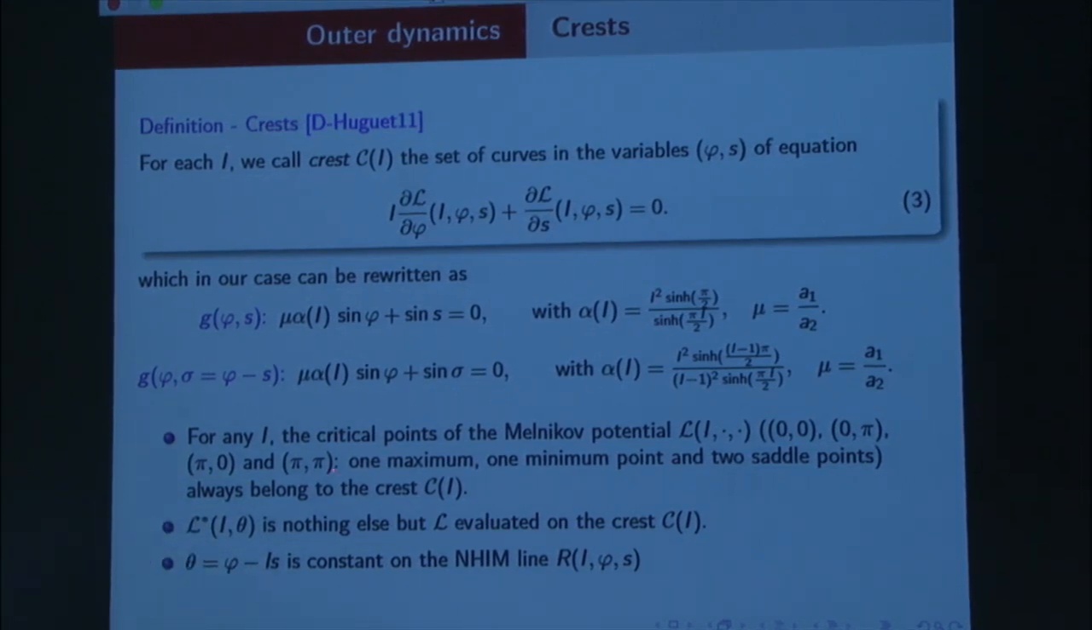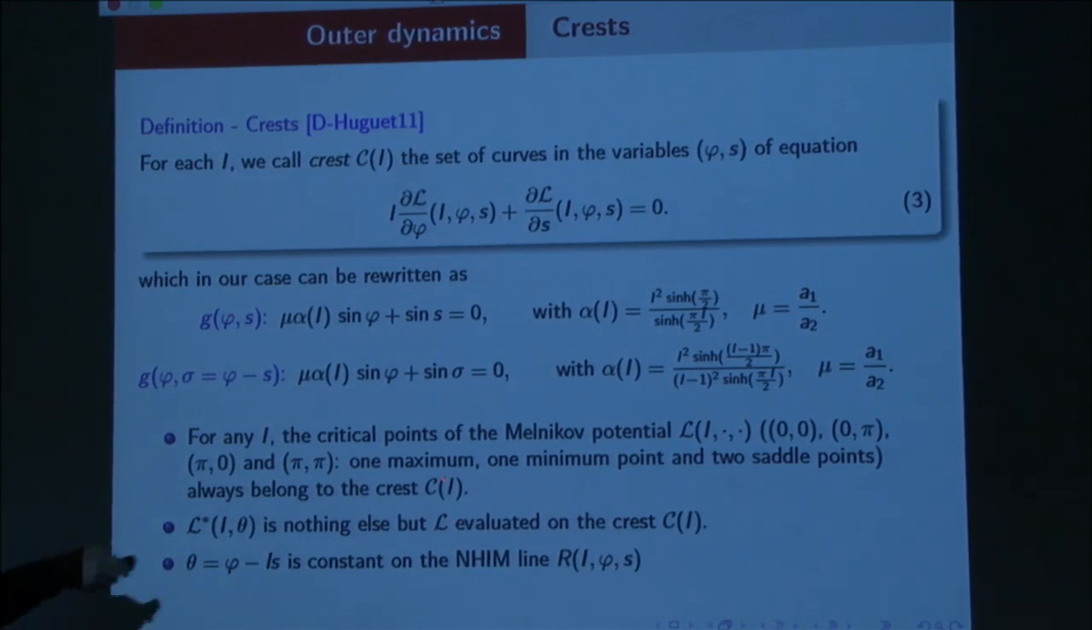And so it is very important to say that the critical points of the Melnikov potential, the maximum, minimum, the two saddles, they always belong to one of these two crests. And another way of looking at this reduced Poincaré function is that the reduced Poincaré function is nothing but the Melnikov potential evaluated just on this crest.